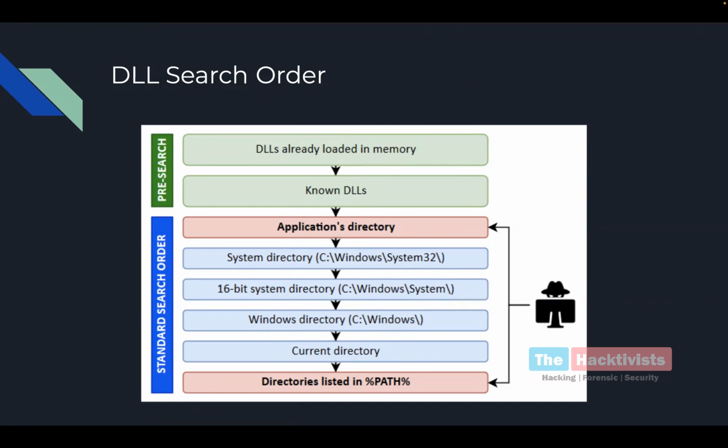But if it finds it in a particular place, for example it has found that DLL in the first place, and a DLL with the same name is available in the second place, it will give more priority to the first. Whichever directory it is found in first, it will just go ahead and execute that particular DLL. This is the main thing.